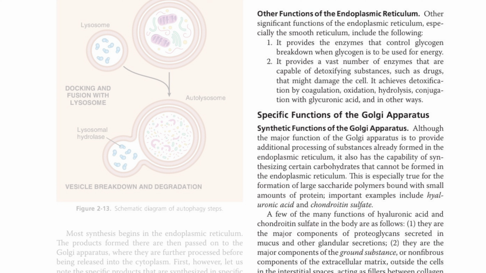Specific functions of the Golgi apparatus. Synthetic functions of the Golgi apparatus. Although the major function of the Golgi apparatus is to provide additional processing of substances already formed in the endoplasmic reticulum, it also has the capability of synthesizing certain carbohydrates that cannot be formed in the endoplasmic reticulum. This is especially true for the formation of large saccharide polymers bound with small amounts of protein. Important examples include hyaluronic acid and chondroitin sulfate.